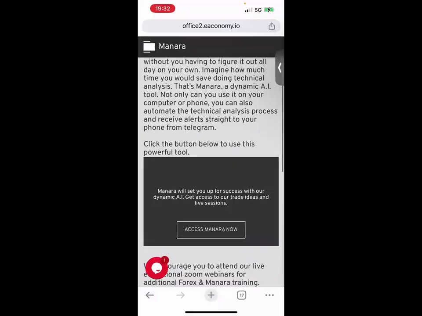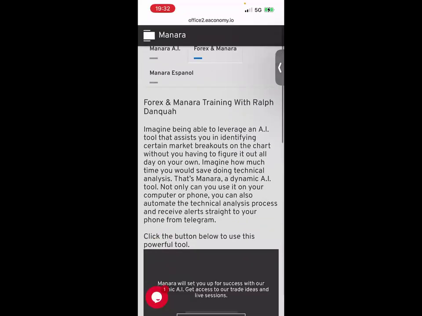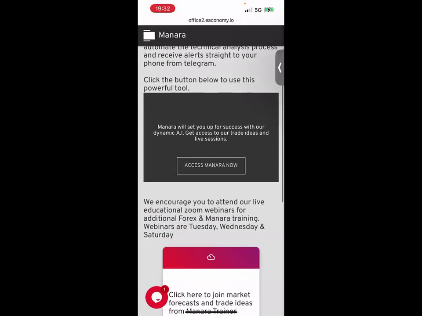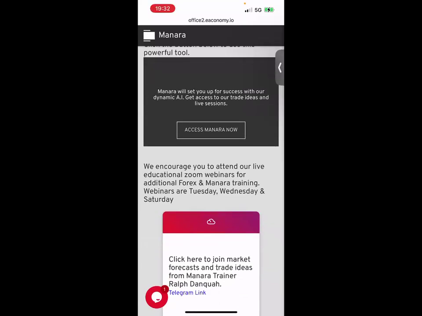And once you've joined all Telegram groups successfully, you now want to click on the software itself, which is showing us Access Manara now, the semi-automated bot. Access Manara now. So guys, if you just want to keep following us and you've not done this, just implement what you see us do. So click on Access Manara now.